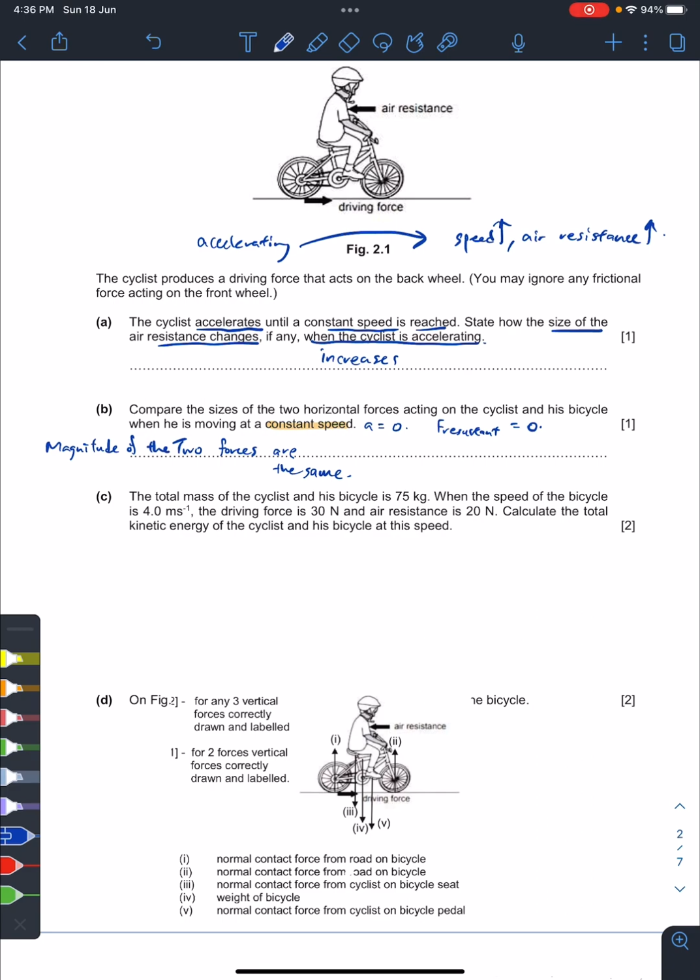Calculate the energy in the kinetic store. The energy in the kinetic store is actually the formula half mv squared, which is half times 75 kg times 4.0 squared. 0.5 times 75 times 4 squared is 150 joule. Cool, that's it.